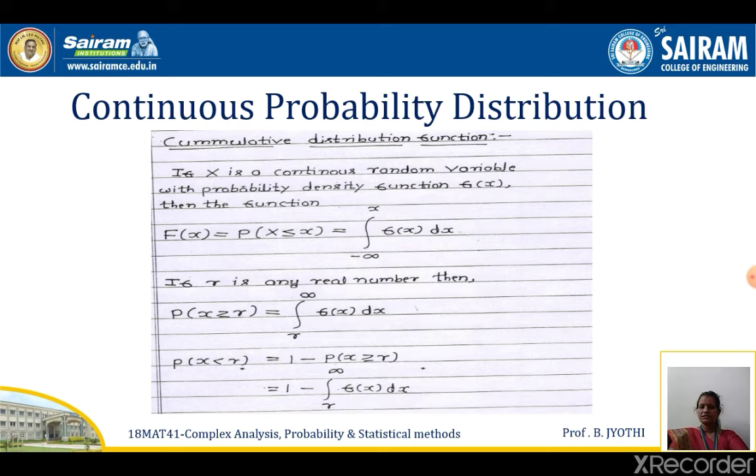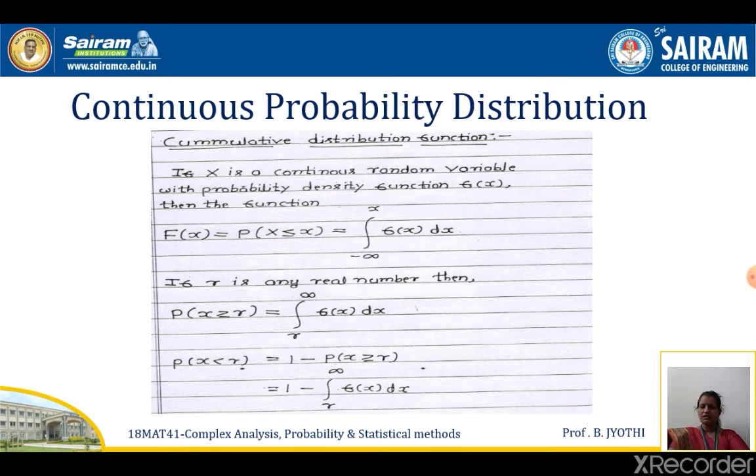Cumulative distribution function. If x is a continuous random variable with probability density function f of x, then the function F of x is equal to P of X less than or equal to x, which is given by the integral from minus infinity to x of f of t dt.